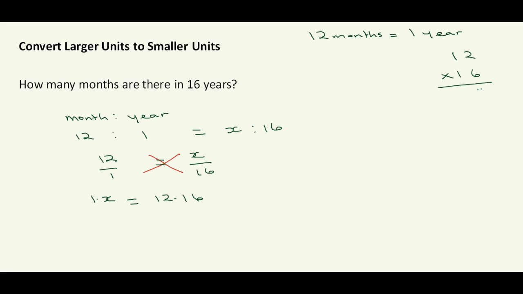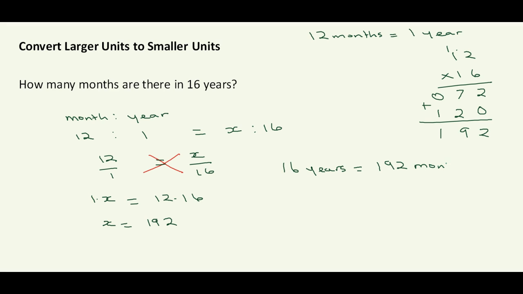2 times 6 is 12. You write 2, you bring 1 up here. 1 times 6, 6 plus 1, we have 7. Now we put a 0 here. 2 multiplied by 1, we have 2. 1 multiplied by 1, we have 1. And then we sum this up, we have 2, 9, 1. So x is equal to 192. So therefore, 16 years is equal to 192 months.